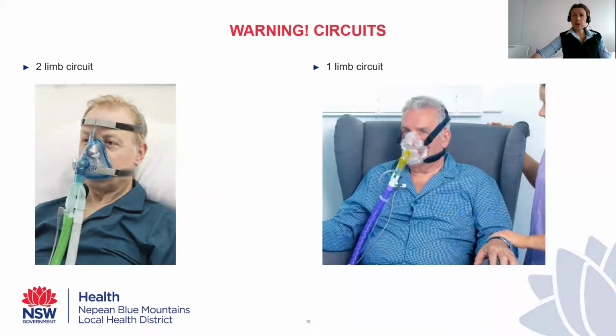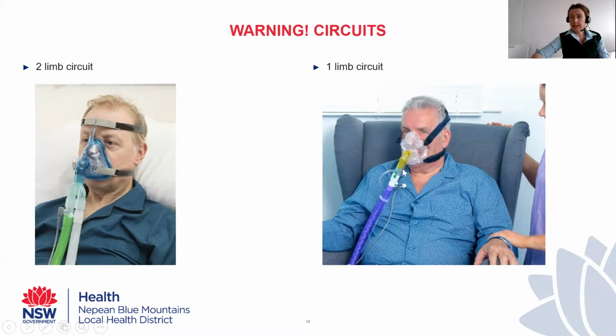A warning about circuits, 2-limb versus a 1-limb circuit. So a 2-limb circuit, which is the one here on the left, you have an inspiratory limb and you have an expiratory limb. So gas flow and oxygen gets delivered to the patient, they breathe it in, and as they exhale, the gas flow and the exhaled CO2 is taken away by the expiratory limb and dealt with by the machine. In a 1-limb circuit, you have a single limb where gas flow and oxygen is delivered to the patient.